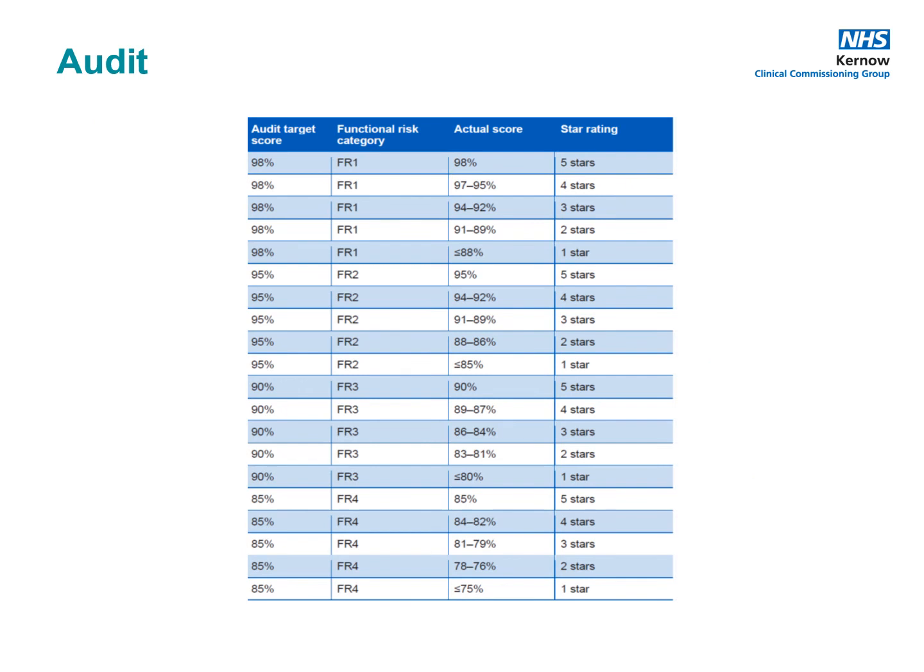This table within the National Standards of Healthcare Cleanliness document outlines what star ratings will be given to what audit percentage for each functional risk area. So if we look at functional risk area 1, for example, an achievement of 98% will be given a 5-star rating. An achievement of 97 to 95% will be given a 4-star rating. An achievement of 94 to 92% will be given a 3-star rating. An achievement of 91 to 89% will be given a 2-star rating. And any score below 88% will be allocated a 1-star rating.